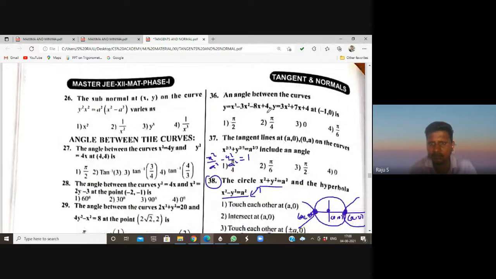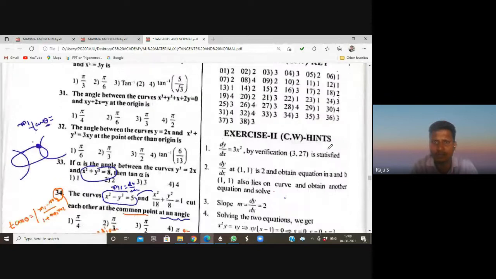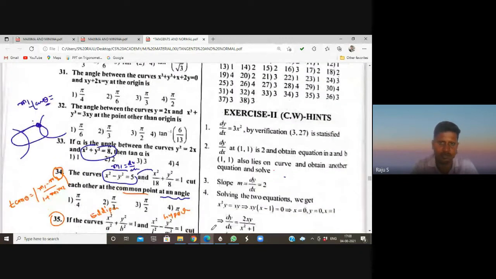For the remaining two questions also, with the help of tan theta, we can find the angle between two curves. So you can try these remaining two questions. Let's say I'm going to start maxima minima. Maxima minima includes increasing, decreasing also.